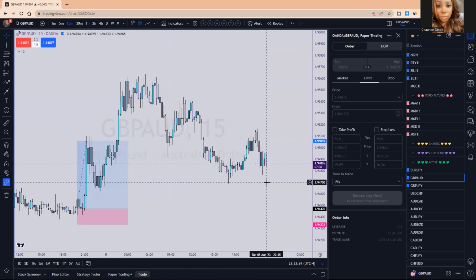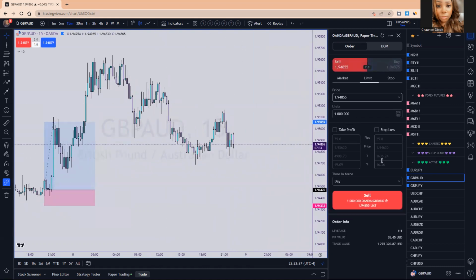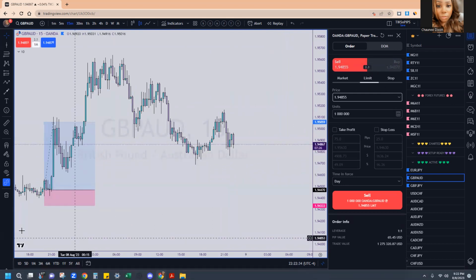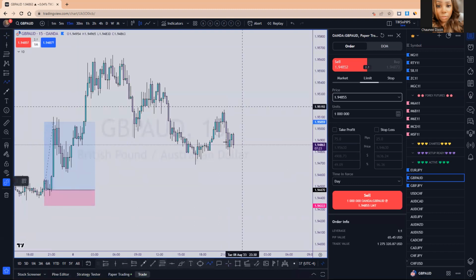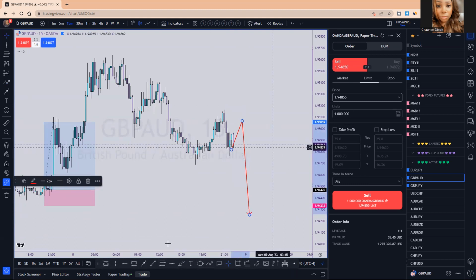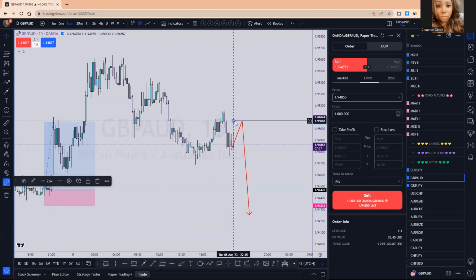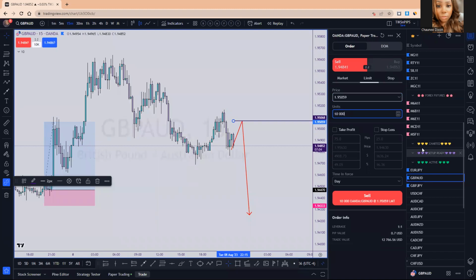Say I wanted to sell on this currency pair here, you're going to hit sell. If you're doing a limit order, say I want price to come up to here before it sells, I put that price right here. So that is 1.95059. Then I want to do maybe one lot, so that's 100,000 units. Then you can put in your take profit level and your stop loss here. You can put it by a number of pips or by price. That's whatever you determine.